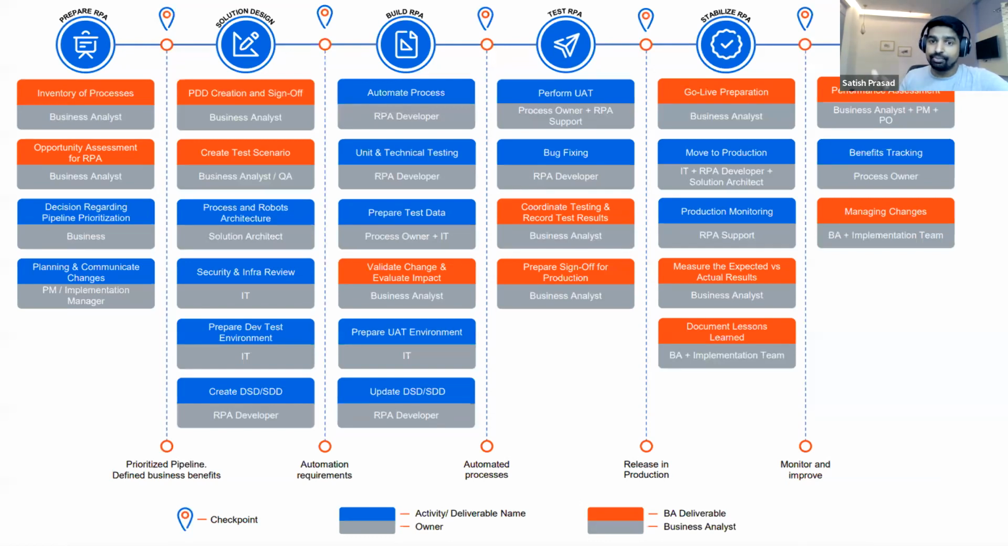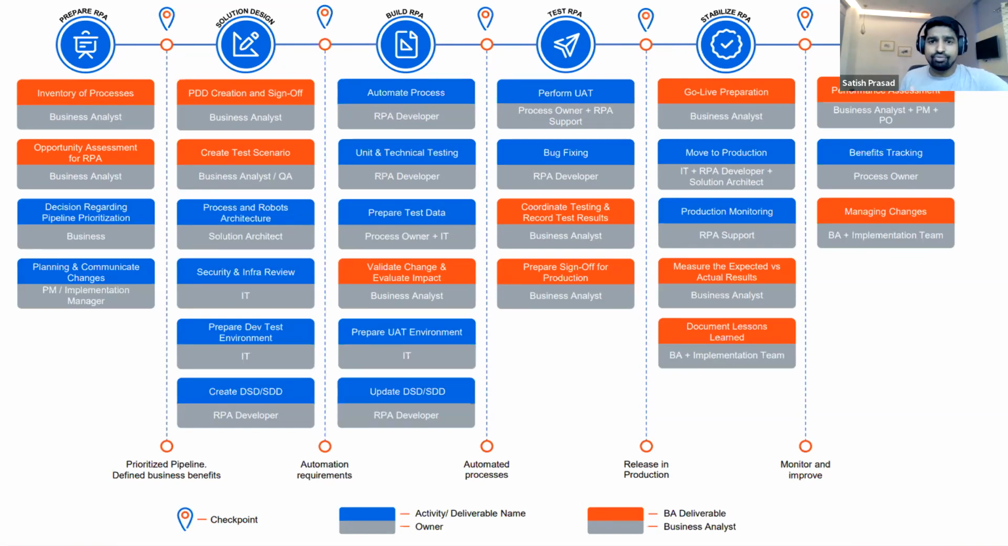Or if we have enough bandwidth and resources, we should also be able to automate 20 bots. So those discussions happen with the help of the BA discussing with the business and the implementation PM manager, right? So these are the 4 main folks in the initial stage of the prepare RPA, right?